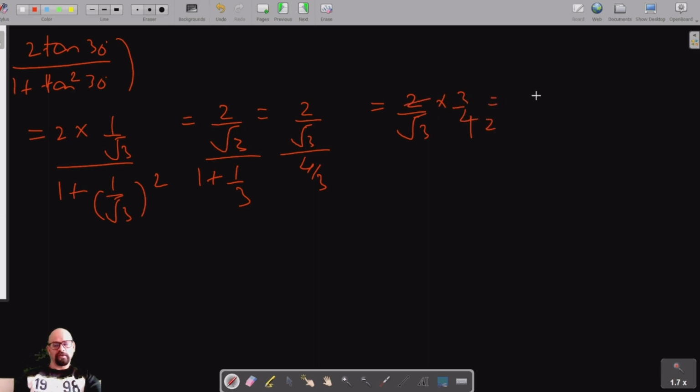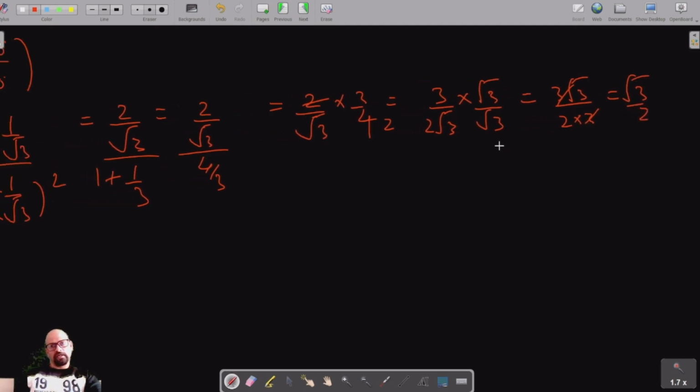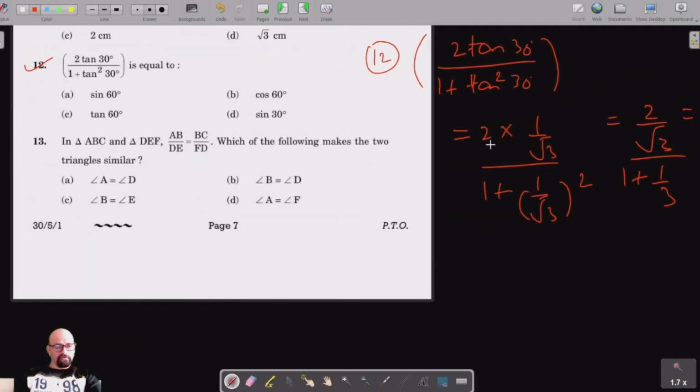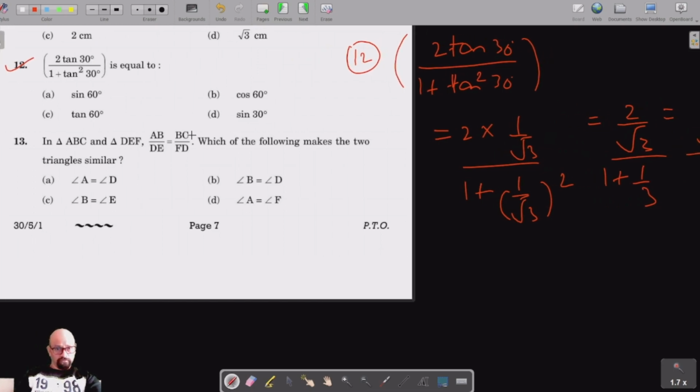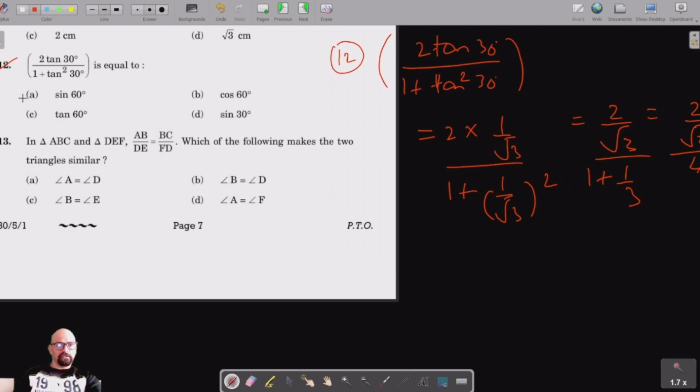So this is 2 and 3 upon 2 root 3. If you rationalize this with the denominator, so this is 3 root 3 by 2 into 3, which is equal to root 3 by 2. Now, root 3 by 2, we don't have the numerical value, but we know that sine 60 is root 3 by 2. So our option is sine 60, that is option A.